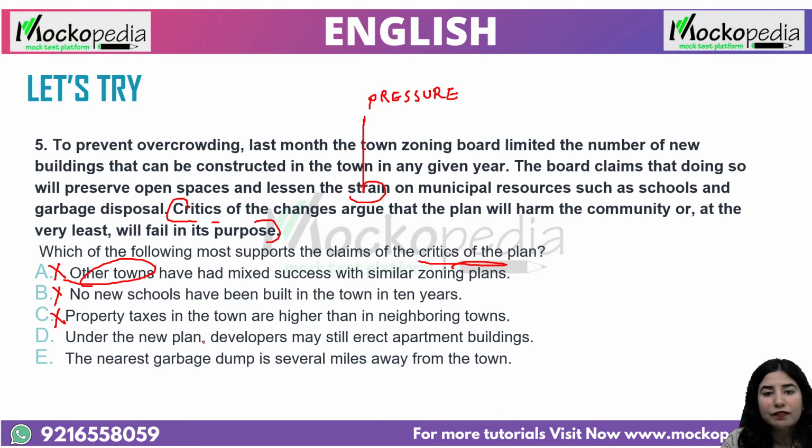Under the new plan, developers may still erect apartment buildings. And that is the reason the plan is not going to work. And that's what critics are suggesting. So we can keep this answer choice. The nearest garbage dump is several miles away. So where is the placement of the garbage dump? That is irrelevant to the discussion. So A, B, C, and E are irrelevant, out of scope. So the only choice that can be picked as the right answer would be D.